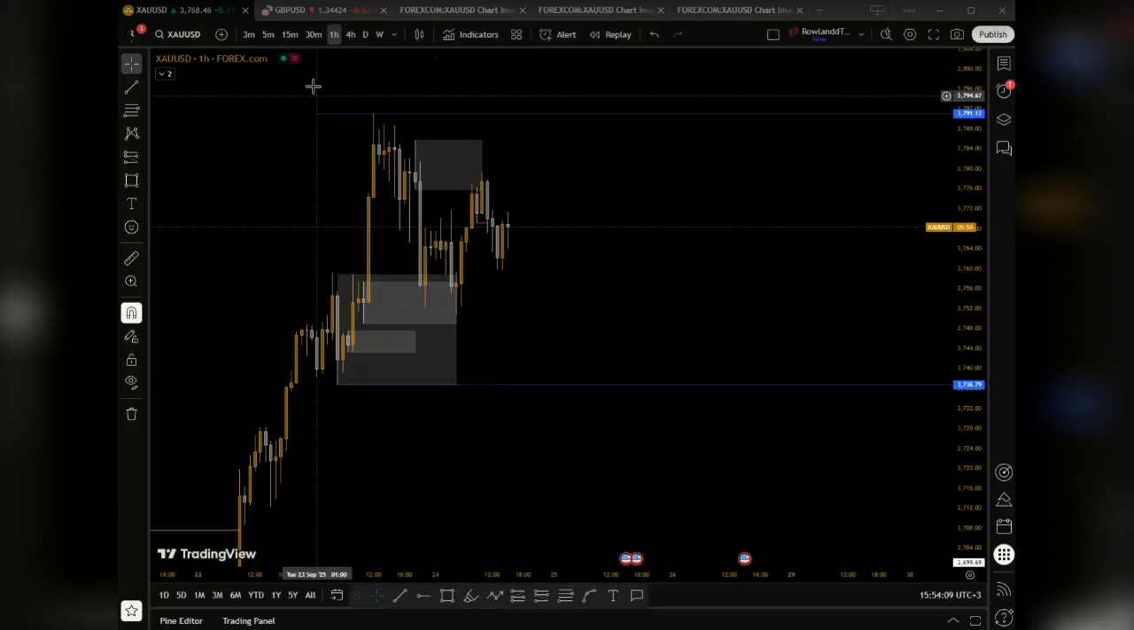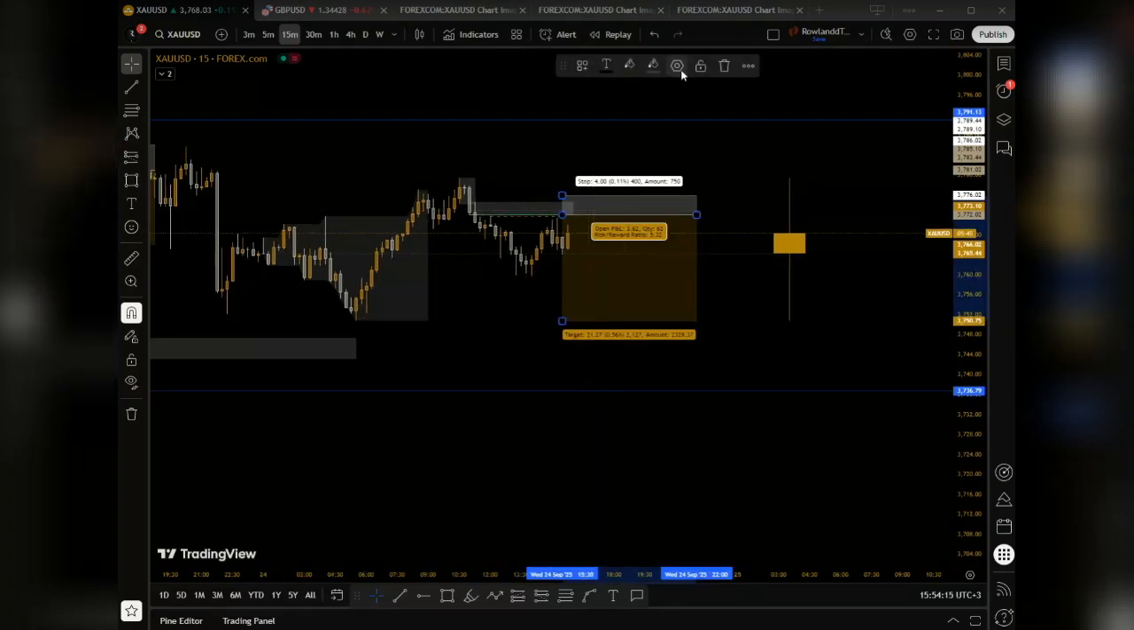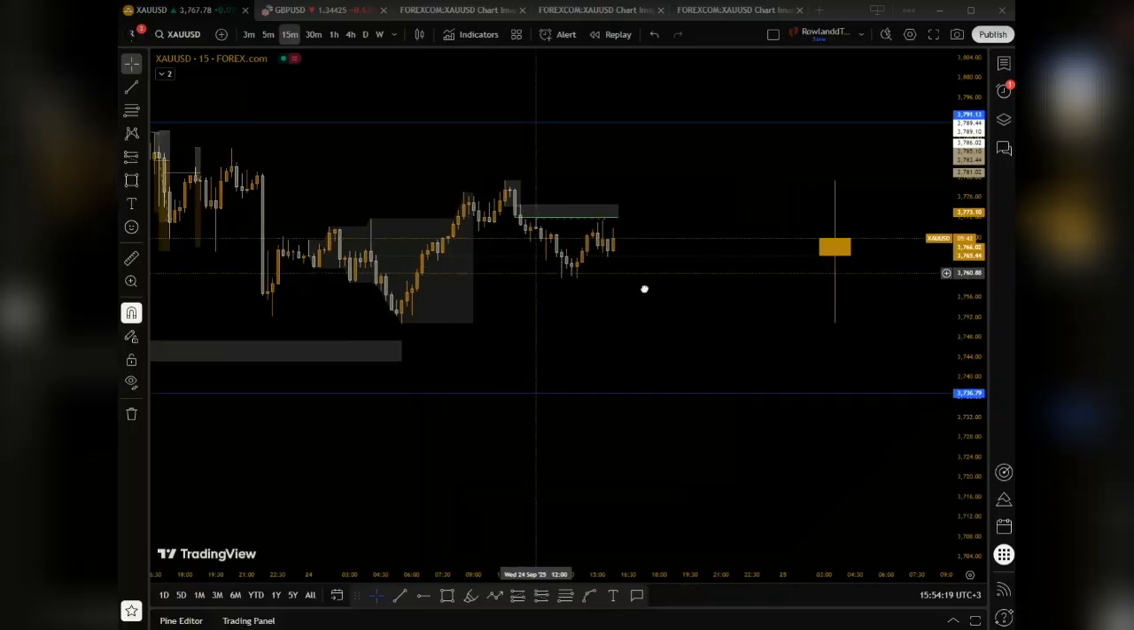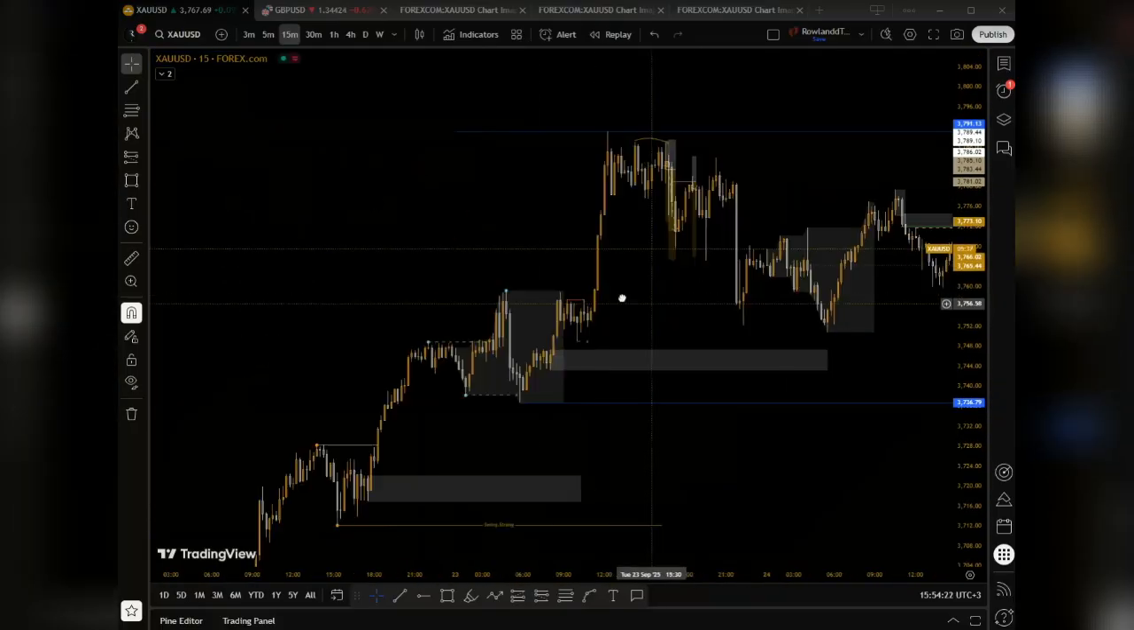Now, dropping down to the M15, where things get a little bit more interesting. Let me just make this disappear for some time. I'll get back to it. Now on the M15, my swing structure is bullish.